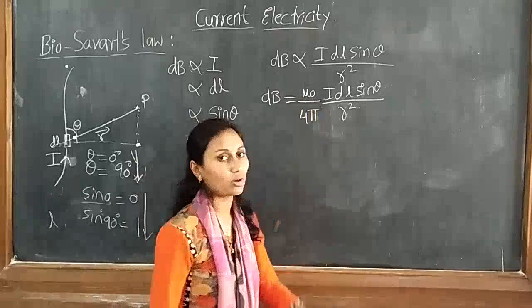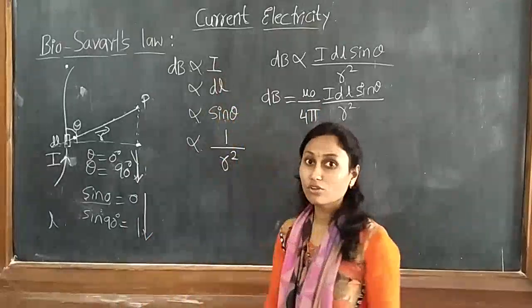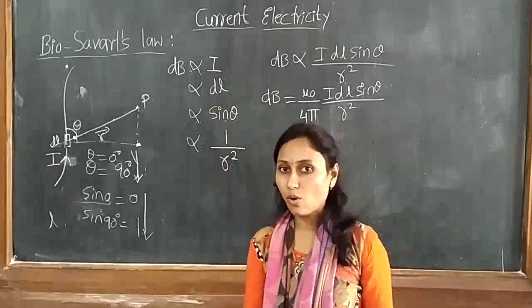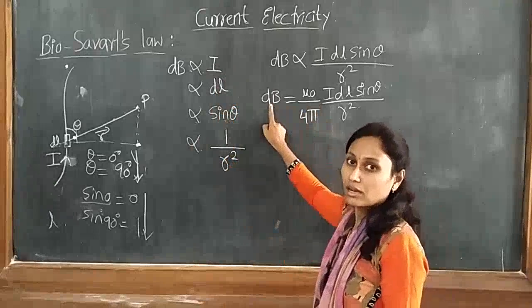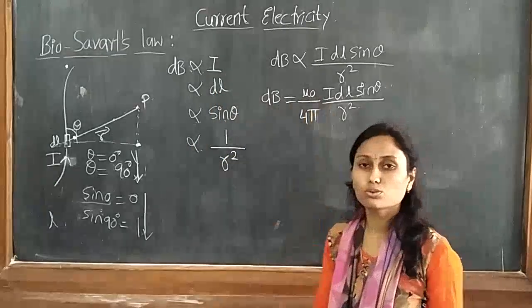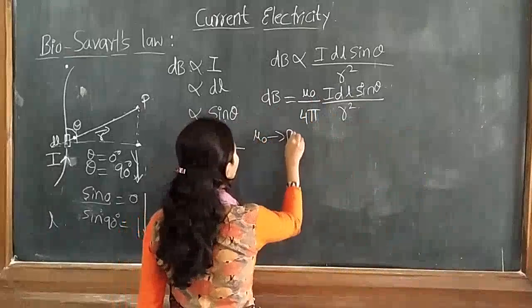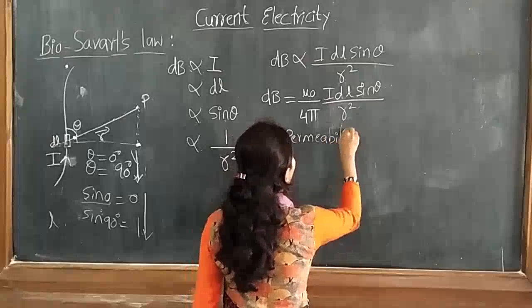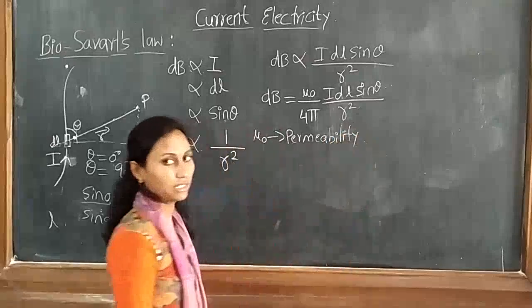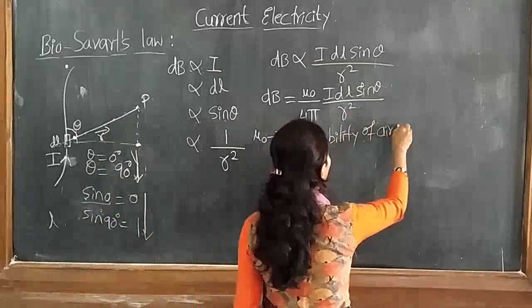And when we are talking about the mu naught, as I said, of course the magnetic field depends upon the other quantities, but another quantity is there on which the magnetic field also depends. That is nothing but mu naught. Mu naught is nothing but the permeability of air. It is nothing but what? The permeability of air medium.